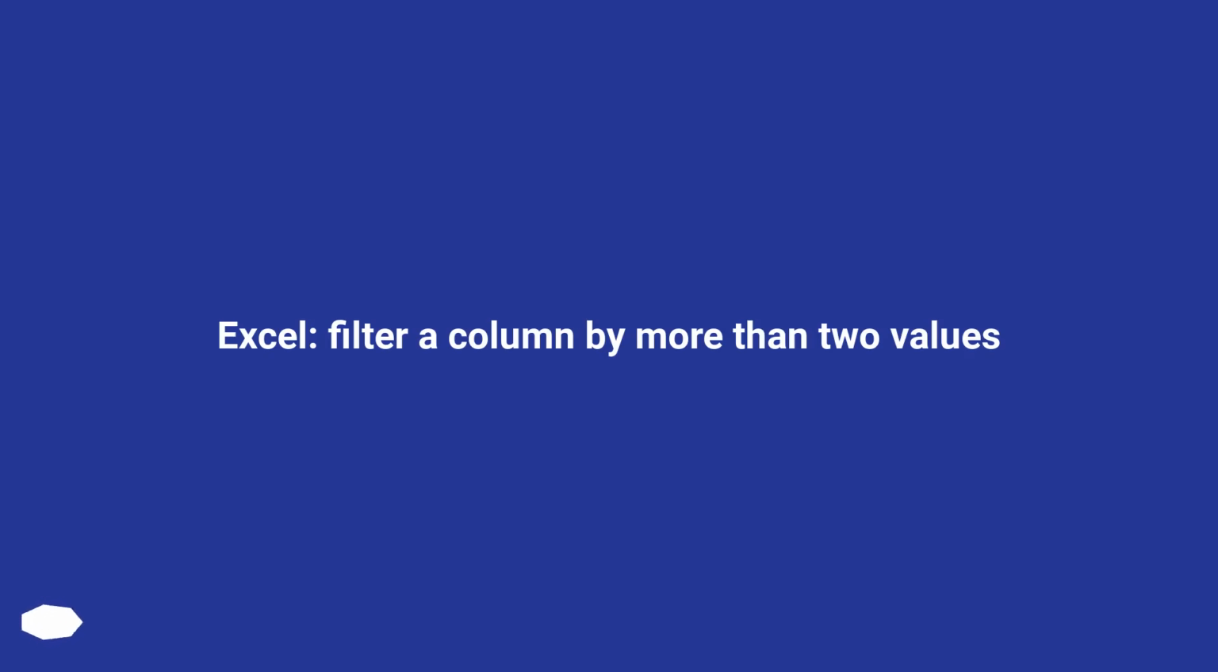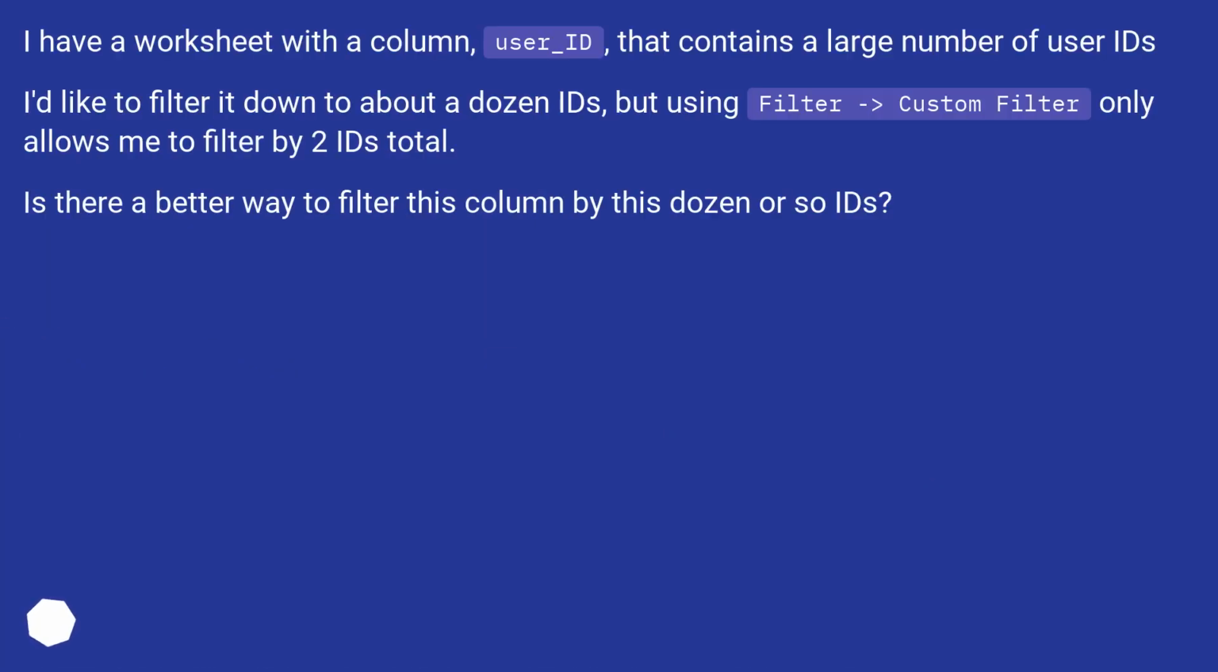Excel, filter a column by more than 2 values. I have a worksheet with a column, user_id, that contains a large number of user ids. I'd like to filter it down to about a dozen ids, but using filter and GT, custom filter, only allows me to filter by 2 ids total. Is there a better way to filter this column by this dozen or so ids?